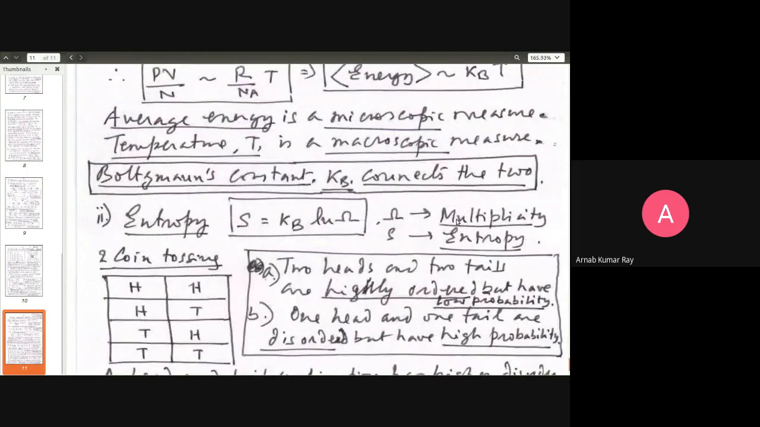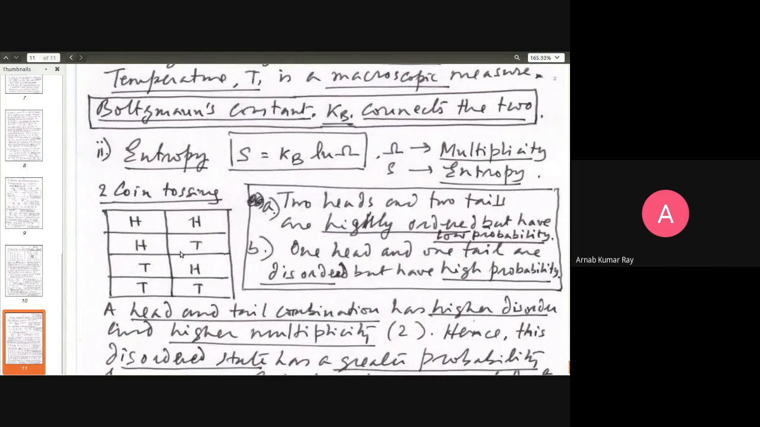Now you see multiplicity. Breaking of the plate is disorder, but multiplicity is a microscopic view. I'll say, what is the multiplicity here? You'll have to count. Coin 1 is head, coin 2 is tail. Coin 1 is tail, coin 2 is head. These are the microscopic ways in which the head tail combination can happen. So multiplicity is a microscopic measure. But entropy overall is a macroscopic measure. Entropy is a measure of the overall disorder of the system.